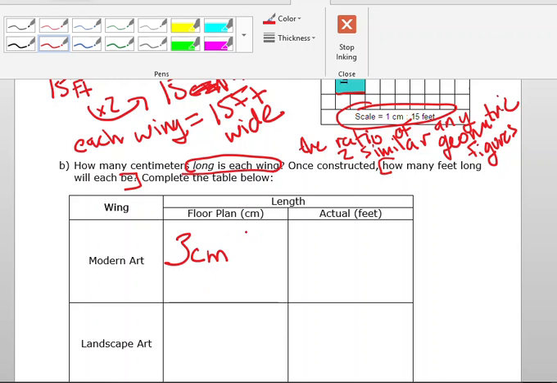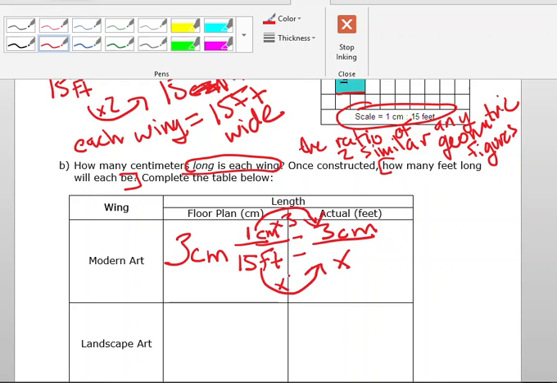So if I had 1 over 15, I have 1 centimeter over 15 feet, I'm going to set that equal to 3 centimeters over x feet. I don't know. And I know that to get from 1 to 3, I multiplied by 3, times 3. So that means to get from 15 feet to my actual feet, I'm going to multiply by 3 as well, times 3. And I'm left with x is equal to 45 feet.